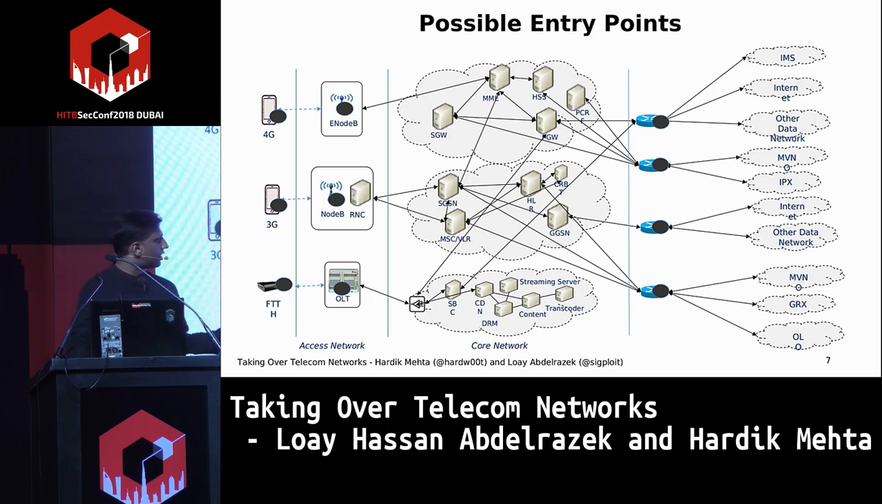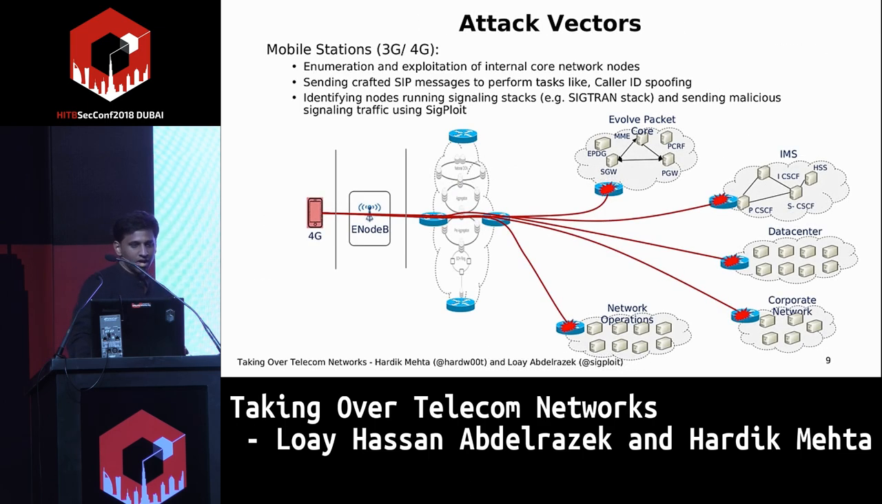On the other side, we have access from the internet and other interconnect points. Even the MVNOs can get into the core of the main operator. Going ahead with the attack vectors from each of the entry points, from the mobile stations, an attacker can enumerate core nodes of the operator and identify internal nodes which may be part of PG, may be part of the packet core network, IMS, data center. Even the corporate network and NOC network can be exposed to the UE devices. This happens because of the network segregation issues which are there in the network.